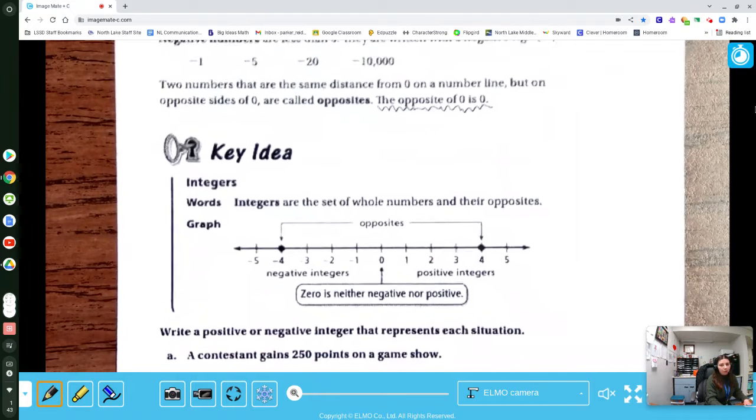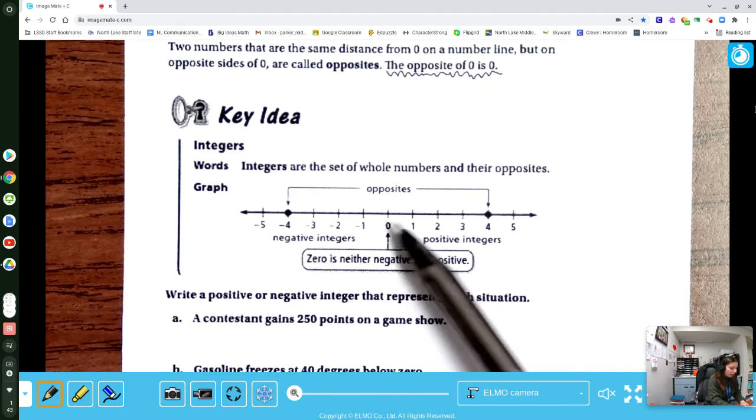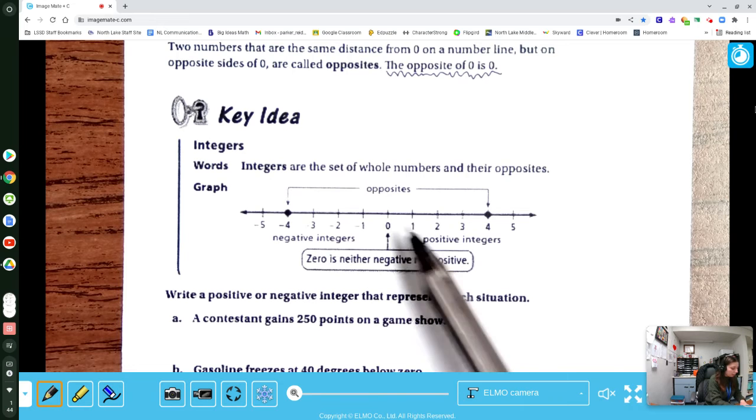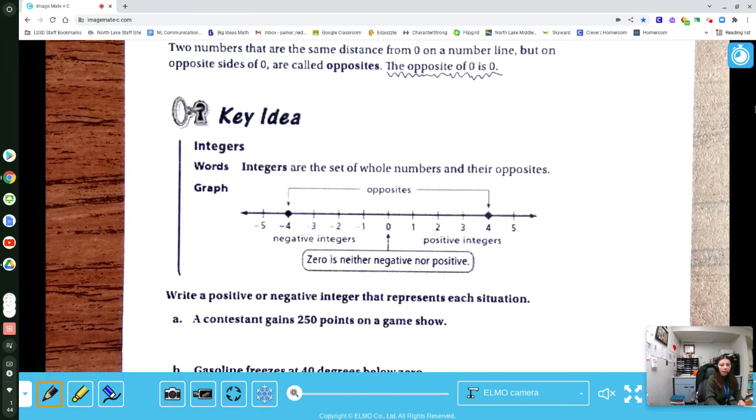So now we can get into our key idea for today, which is about integers. Integers are the set of whole numbers and their opposites. So whole numbers start with 0 and then just go up by ones like this. It's like the counting numbers, 1, 2, 3, 4, 5, and including 0. So those are the whole numbers. Integers are all of those and their opposites. So now we're going to include -1, -2, -3, -4, -5.